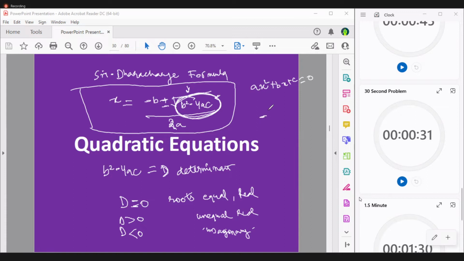And what you can do is you can basically plug in minus B over 2A and take out the value of X. Okay. And if the value of D is greater than 0, then this will be positive, so there will be one value of X which will be minus B plus under root D over 2A, and the other would be minus B minus under root D over 2A. So there will be two distinct roots. Okay, so the roots will be unequal. So this is the determinant formula.